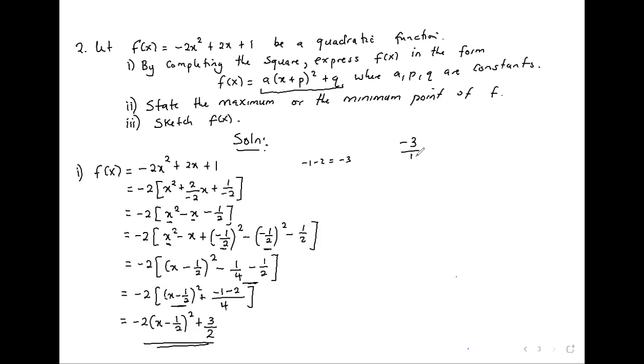Supposed to be negative 3 over 4, then we multiply it by negative 2. So negative times negative, 2 here, 1, 2 here, 2. So it becomes 3 over 2. Oh, okay.